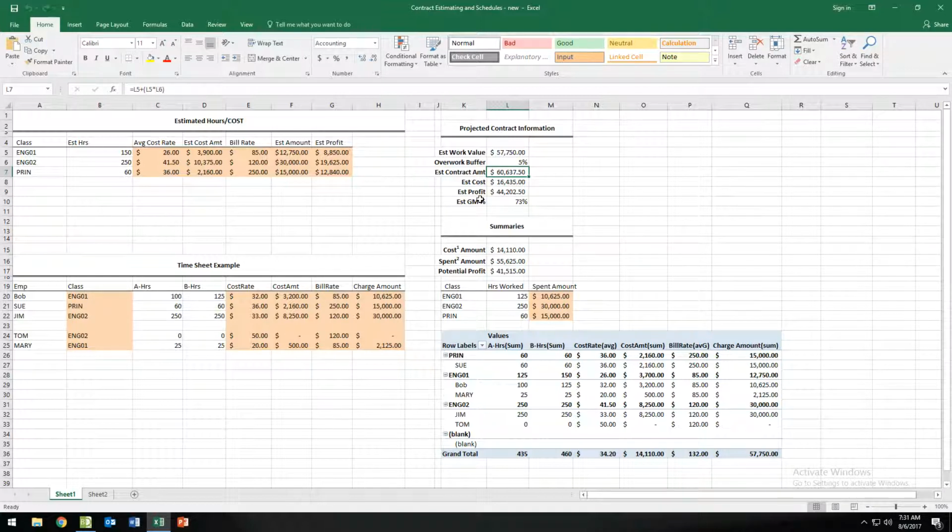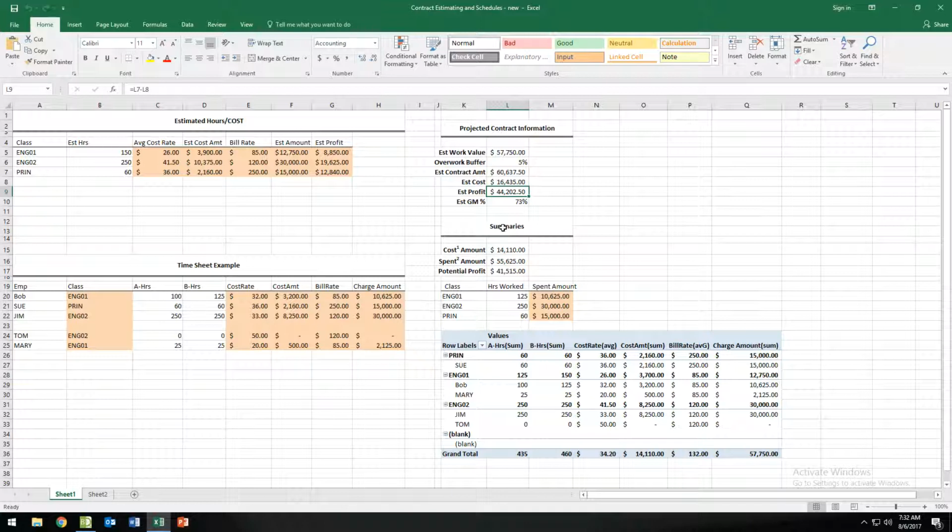So I should have an estimated contract amount around $60,637.50. Okay, and I have an estimated cost based upon the average of each type of employee. So the average cost of an engineer, the average 1 and 2, and the average cost of a principal. I have an estimated cost about $16,435 based upon the information I put in. And so therefore I have an estimated profit of about $44,202, which is an estimated gross margin percentage of 73%, which is unheard of.